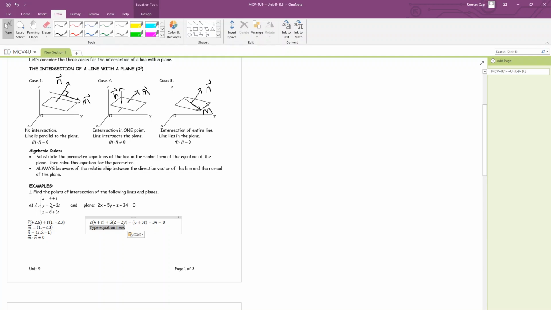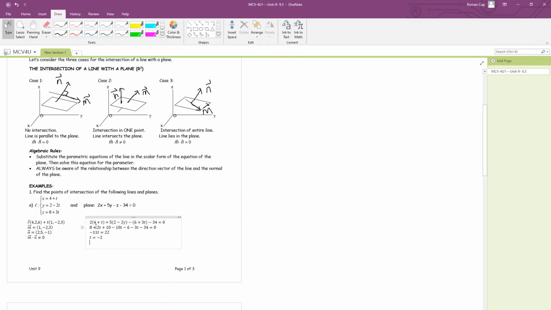So then we're going to just simplify this, and we're going to get 8 plus 2t plus 10 minus 10t minus 6 minus 3t minus 34 is equal to 0. From this, we'll simplify it further. We'll get negative 11t is equal to 22. And then here we'll get that t is equal to negative 2. So now we got this value t is equal to negative 2.